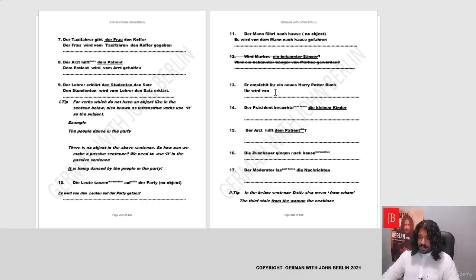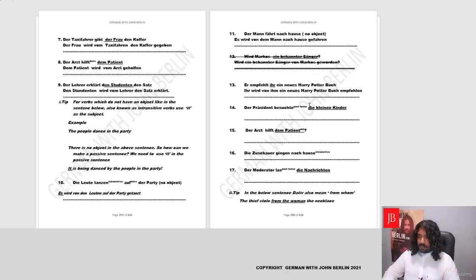So it will be von ihm. Yes, from him. Ihr wird von ihm ein what? Ein neues Harry Potter Buch. The verb is empfehlen. In the perfect it becomes empfohlen. Fantastic. Ihr wird von ihm ein neues Harry Potter Buch empfohlen. To her, a new Harry Potter book is recommended by him.